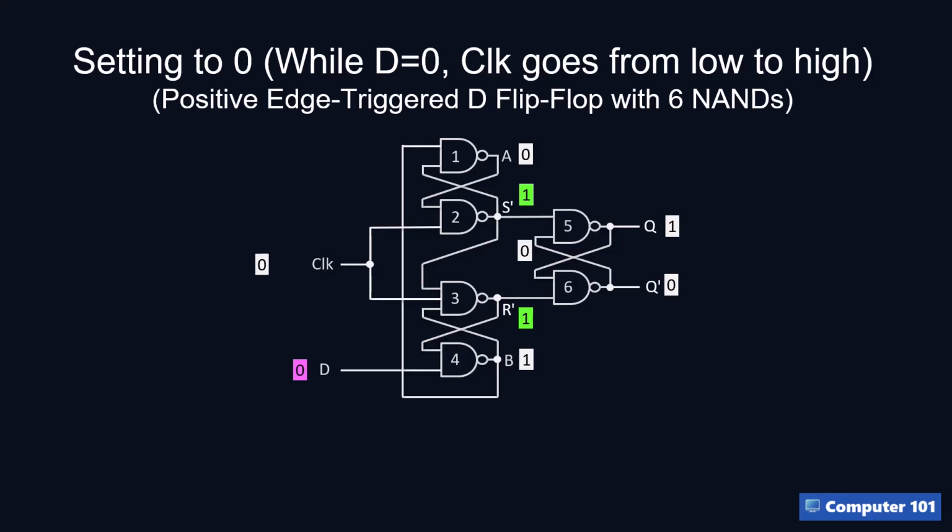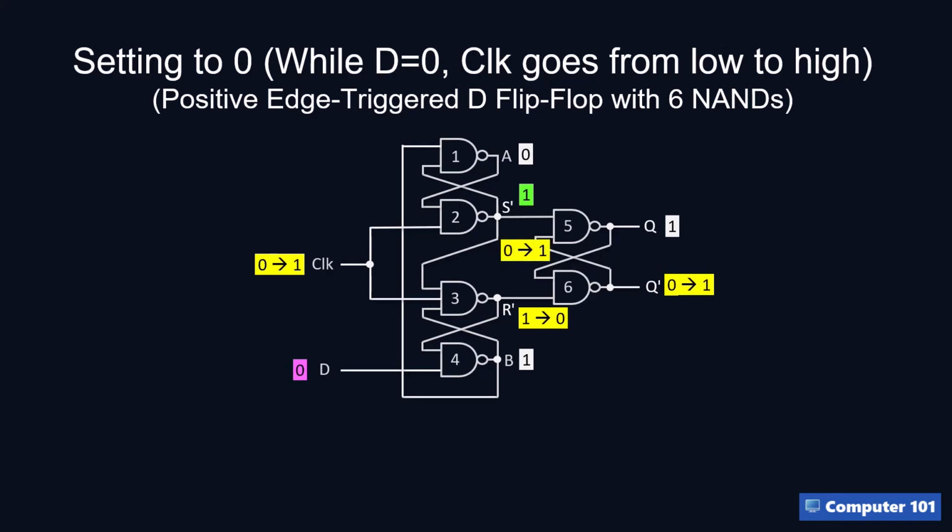Now what if data was 0 when the clock went high? Well, gate 4 would output a 1. Since S bar is also high, all 3 inputs of gate 3 are high, which allows gate 3 to drop down to 0. R bar is now 0 and S bar stays at 1. It's a reset situation. Hence, Q bar changes to 1, which is fed back to the lower input of gate 5.